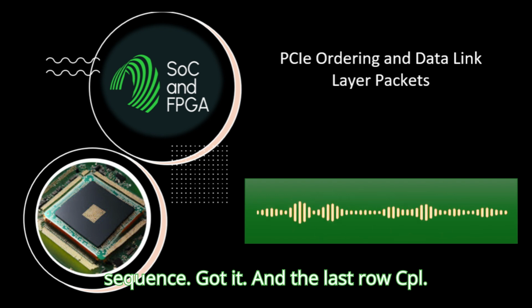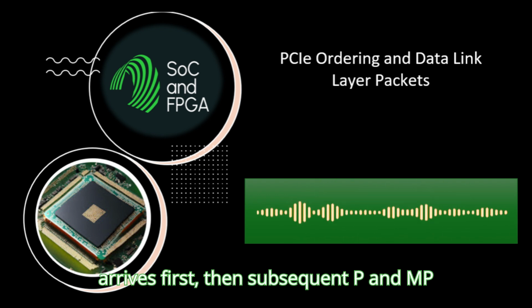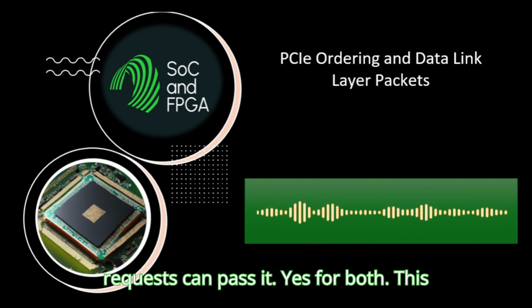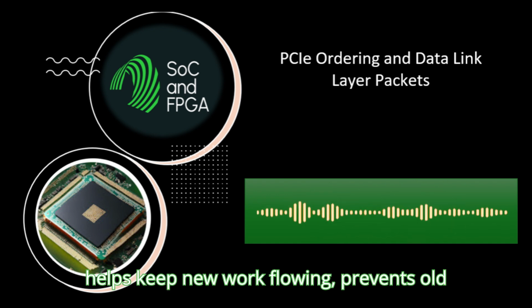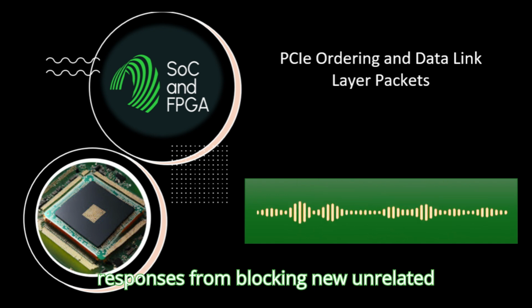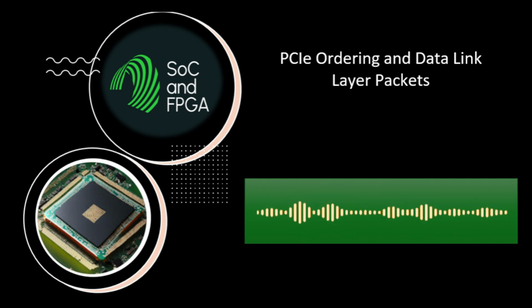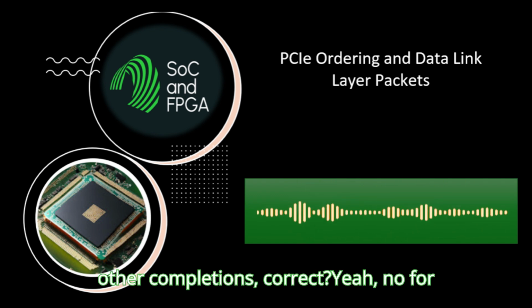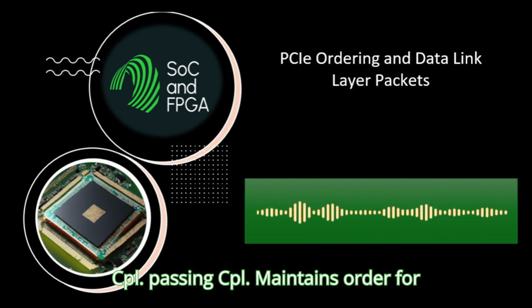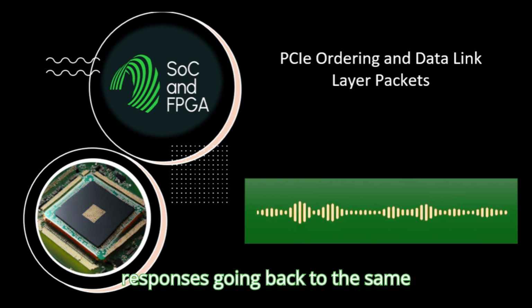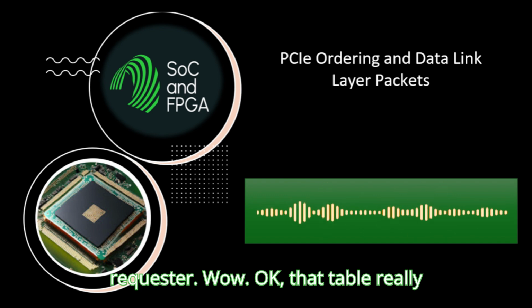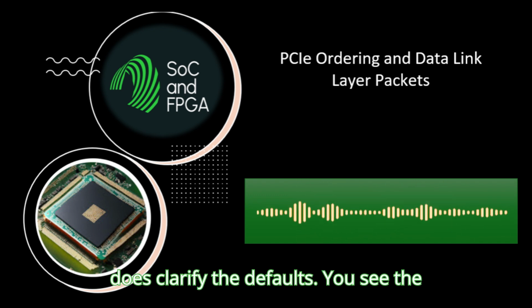Got it. And the last row, CPL arrives first. Then subsequent P and NP requests can pass it, yes for both. This helps keep new work flowing, prevents old responses from blocking new, unrelated requests. But completions can't pass other completions. Correct. Yeah. No for CPL passing CPL. Maintains order for responses going back to the same requester. Wow, okay. That table really does clarify the defaults.